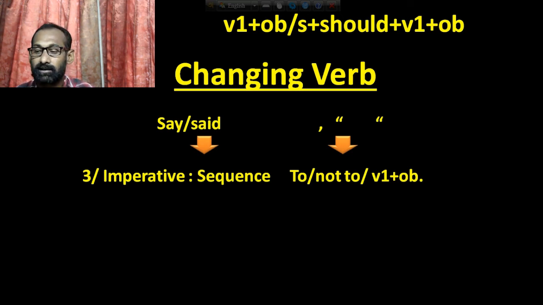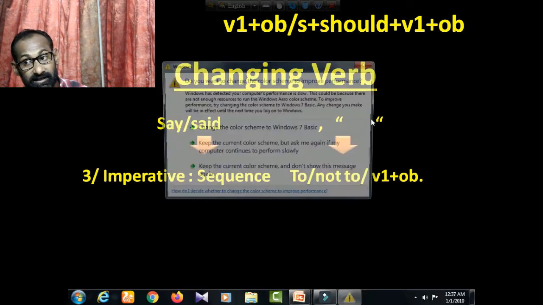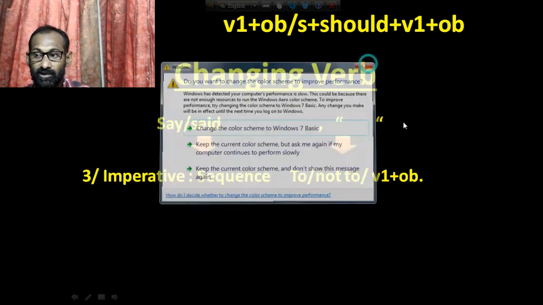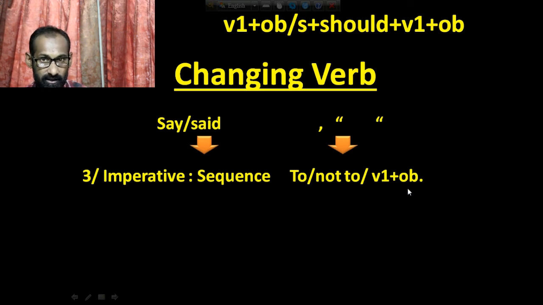Just like this. And we have to use to for affirmative instead of inverted comma, and not to instead of inverted comma if the sentence becomes negative. And then verb plus object. But if the sentence starts with let, then you have to use subject plus should plus verb 1 plus object. Now look at the example.